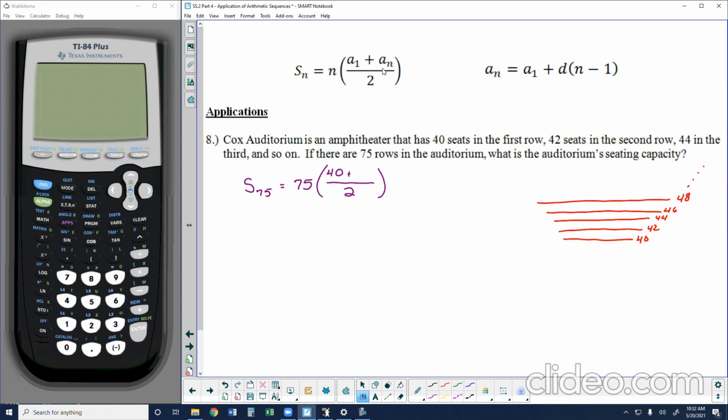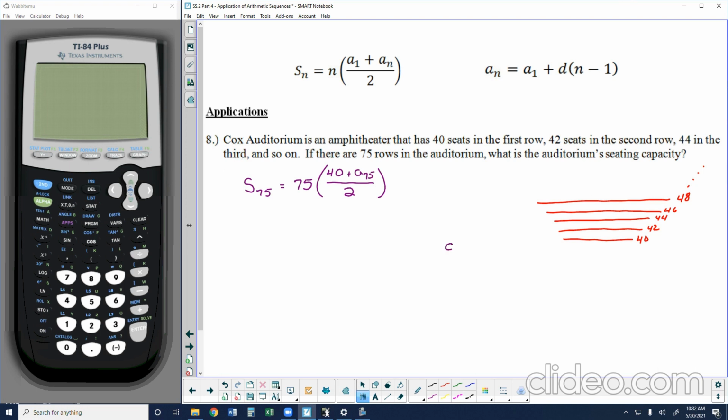Now, finding the number of seats in the 75th row is going to be a little bit difficult. Again, what we could do here is start with the first row and add 2 all the way up to the 75th row and count out all those numbers. But instead, we can use the explicit formula for any term of an arithmetic sequence. So what I'm going to do is try to find a of 75. That number needs to go here.